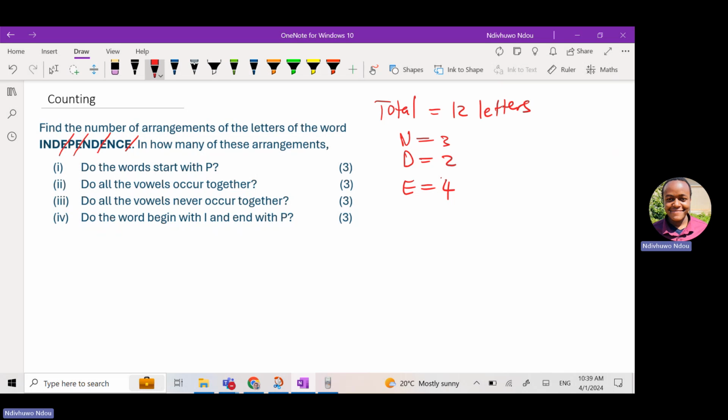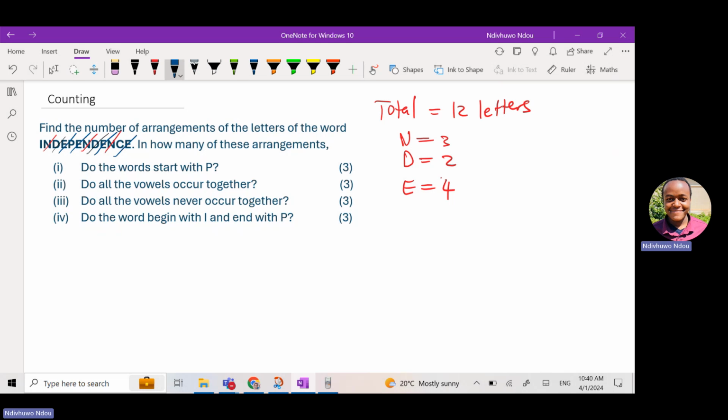Let's check. I think we don't have another one. Let me just confirm. We have N, 1, 2, 3, it's fine. Then we have D, 1, 2, it's fine. Then we have the E, 1, 2, 3, 4. Then we're left with C, I. Yeah, there's no more repeating letter. Okay, so we can start.